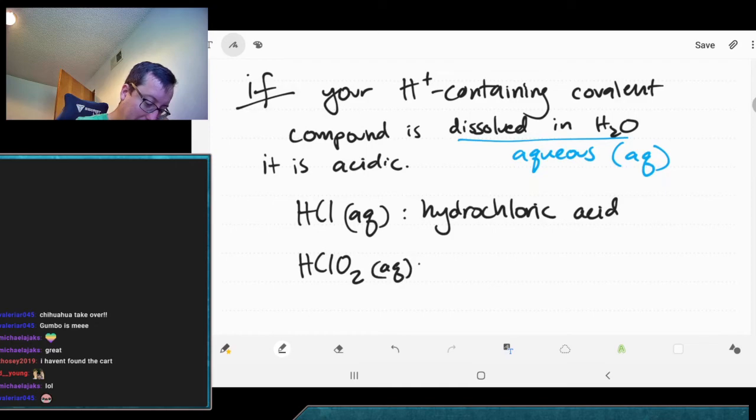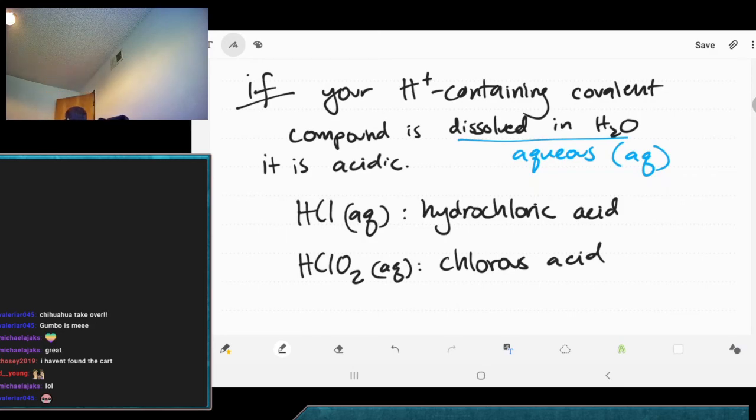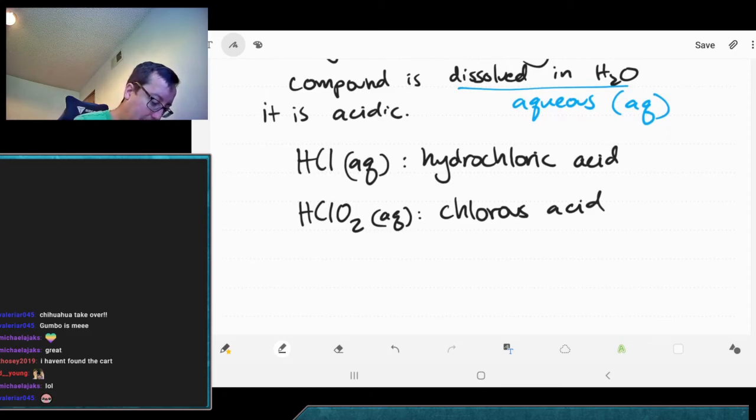This compound, this is not even a covalent compound, this is an ionic compound, and we have H+. We are going to call this Chloric Acid. Hold on, let me close my door real quick. Okay, Chloric Acid. And then the last case of acids we're going to see, this is an example, is Chloric Acid.